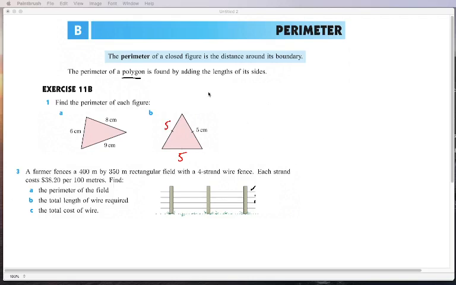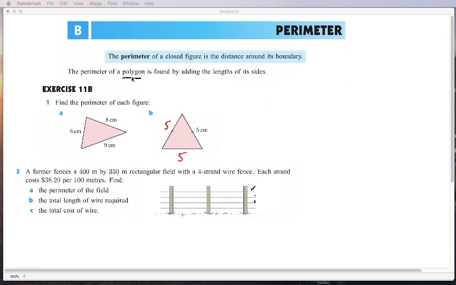Right, so if you looked at the perimeter notes yesterday in the book and in my PowerPoint, you would have seen that the perimeter of a closed figure is the distance around the boundary. So I'm just going to quickly look over this here, so that if you had a chance, or if you didn't have a chance, at least you can look at it together.